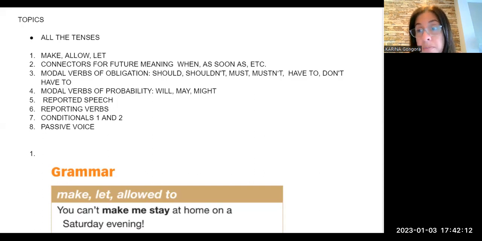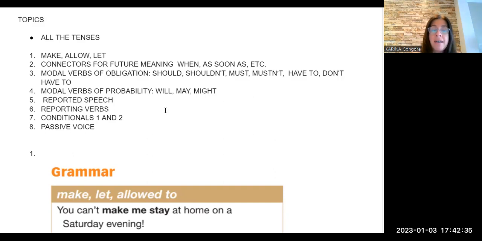Here we have a list of topics. Tenemos una lista de tópicos. The first is all the tenses, of course, todos los tiempos verbales. And then we have some special grammar topics. Después tenemos algunos puntos de gramática that are 8 actually, que son 8, that will be included in the paraphrasing mainly, que van a estar principalmente en el paraphrasing, right?